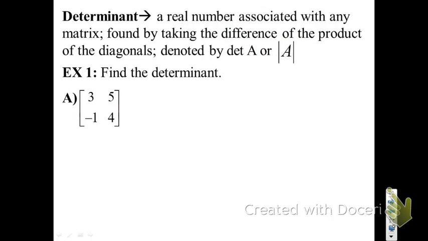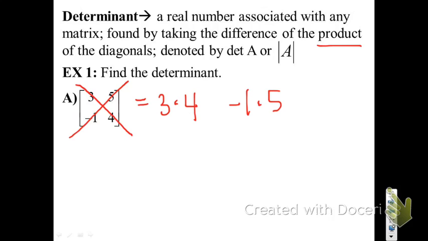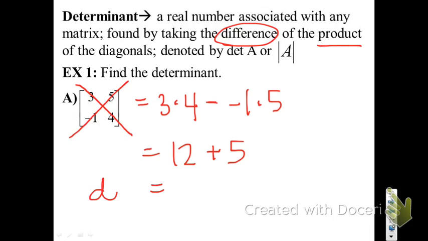So in example 1, we're going to be asked to find the determinant. So to find the determinant, we're going to look at the diagonals. This is called the primary diagonal, and so we're going to take the product of those diagonals. So here we would take 3 times 4, and then we're going to take our other diagonal, negative 1 times 5, and that order doesn't matter in multiplication. And then it says you're going to take the difference. So this gives us 12 minus negative 5, so we end up adding that. So our determinant is 17.